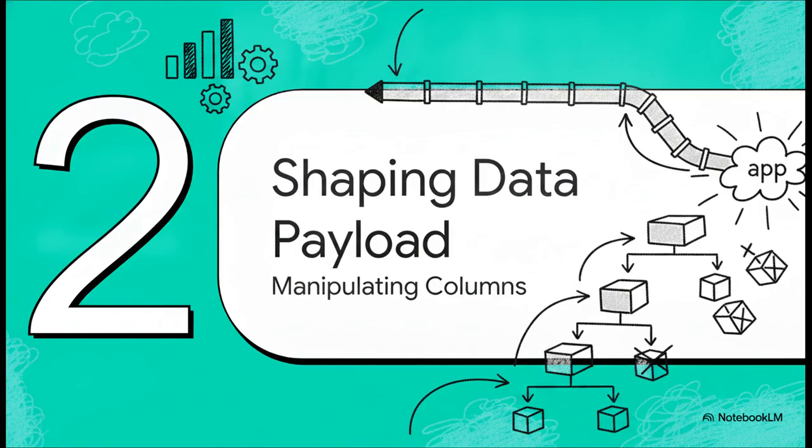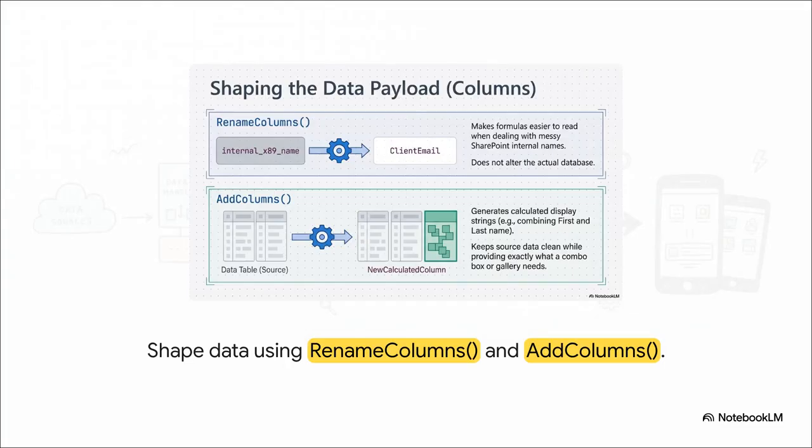Moving right along to section 2, shaping the data payload. Okay, so the crucial part here is how we handle columns without wrecking our actual database. Take RenameColumns, for instance. If you've ever dealt with messy internal SharePoint names, those weird internal string values that pop up when a column gets renamed and literally make you want to pull your hair out, well, this function is your new best friend. It standardizes the field name purely inside your formula, so your code stays human readable.